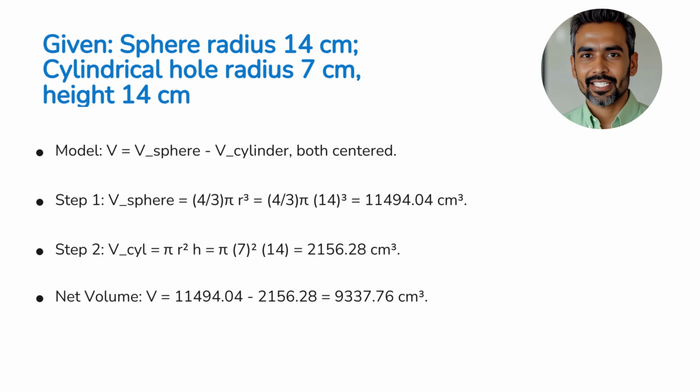2156.28 cubic centimeters. Subtracting, net volume equals 11,494.04 minus 2156.28, which is 9,337.76 cubic centimeters. That's quite a hollow sphere now. Imagine the cool shapes engineers create with this technique.